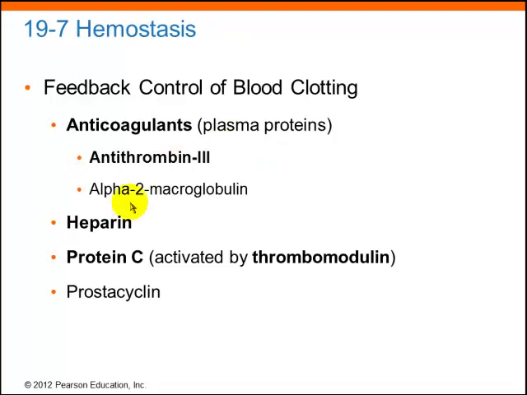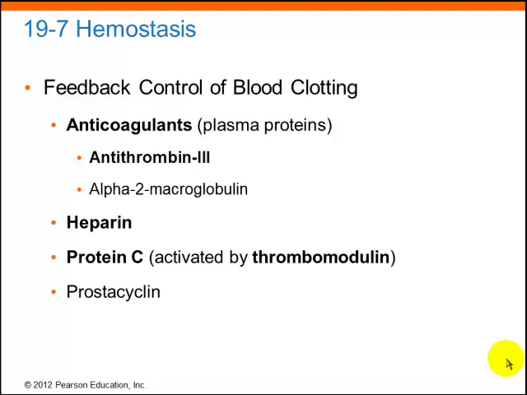So here's a short list of some different anticoagulants that are actually produced in the body. There are also other chemicals that are not produced in the body that we use as anticoagulants. Most notable among those is aspirin. Aspirin is an anticoagulant. That's important for you to remember.